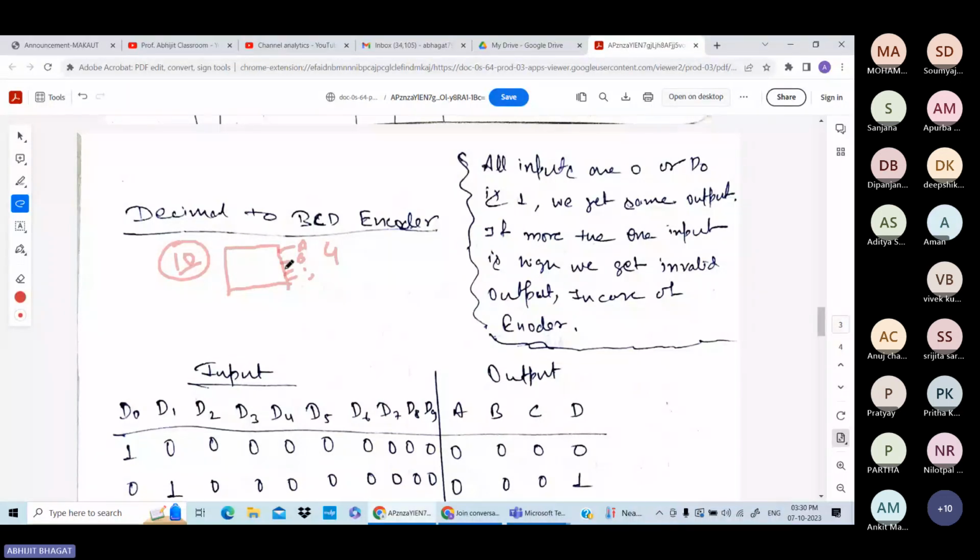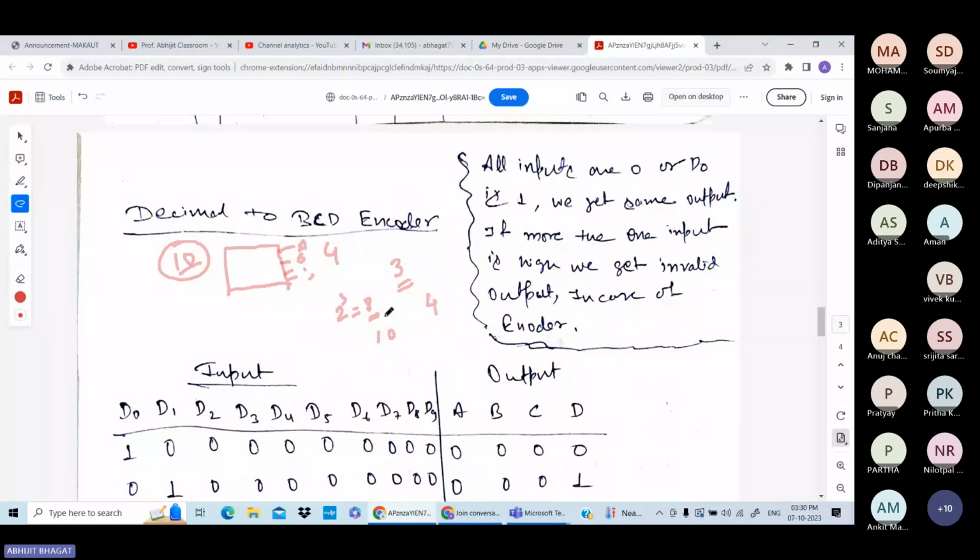First, you draw the block diagram. Decimal to BCD encoder means 10 inputs. For representing 10 inputs, how many outputs are there? If your number of outputs is 3, then your input is maximum 2 to the power 3, means 8. If the input is more than 8, suppose 10, then you will require more than 3 outputs. So here the number of outputs is 4.